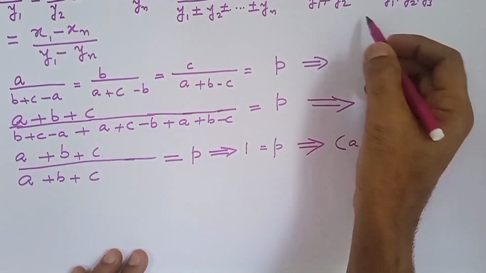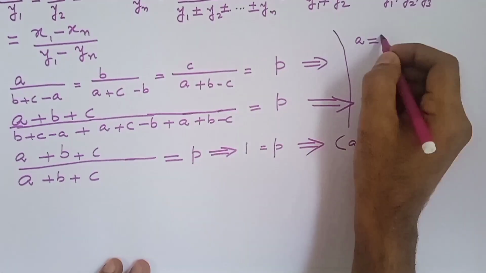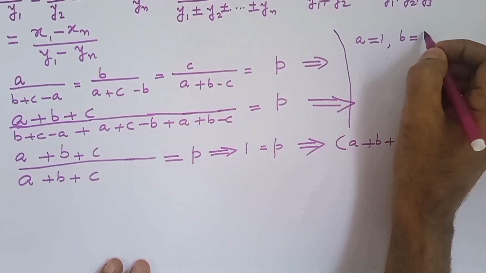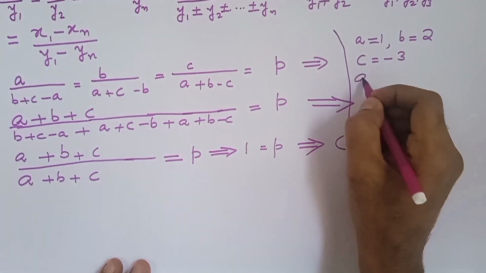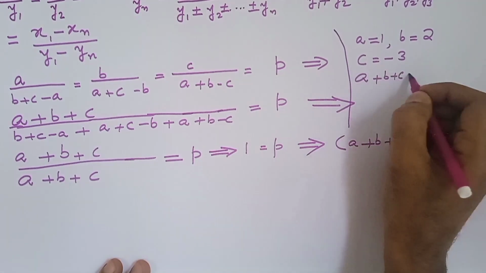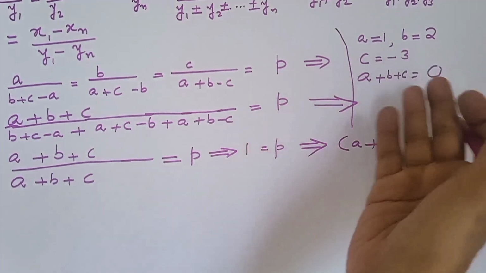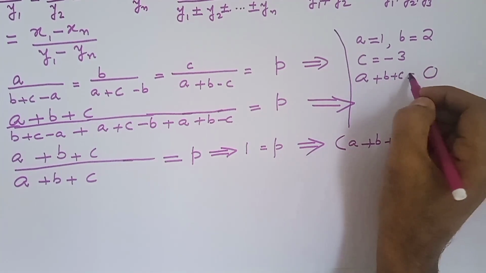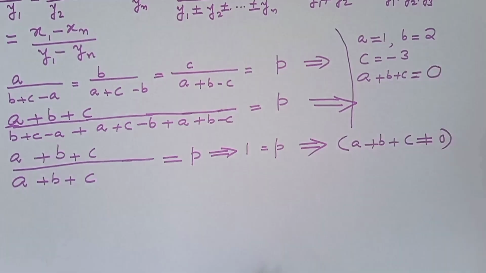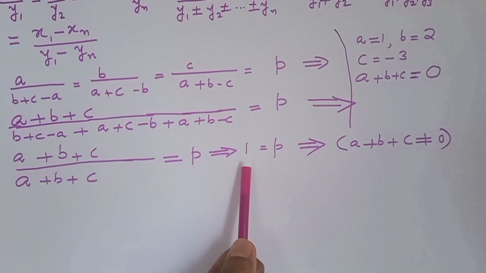Supposing you have, say, as an example, let A be 1, B be 2, and C be minus 3. Then what will be A plus B plus C? As you can see, 1 plus 2 minus 3, which is 0. There are many such possible values for A, B, C, which will make the sum as 0. So when it is 0, P will not be equal to 1.